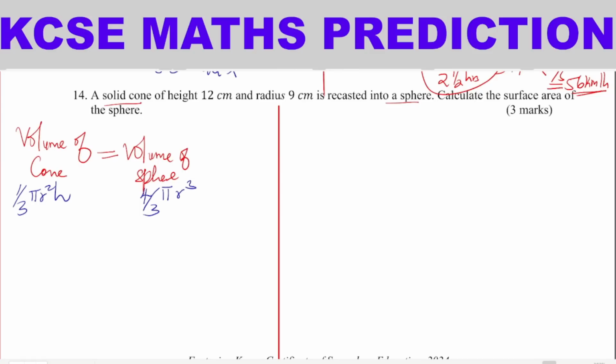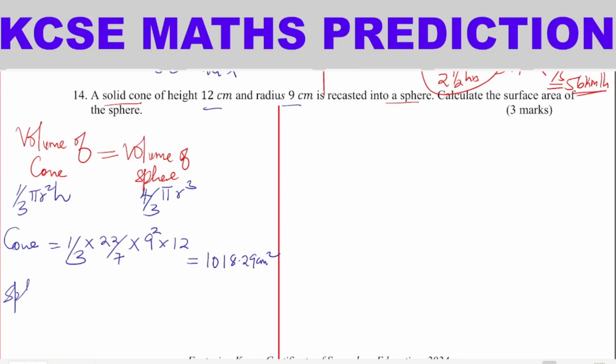So what do we have for the cone? We have the height of the cone, and we have the radius, so you can get the volume of the cone. So for the cone, we have a third times pi, which is 22/7, times the radius, which is 9 squared, times the height, which is 12. So we work that out, and when you multiply out, this will give 1018.29 centimeters cubed.